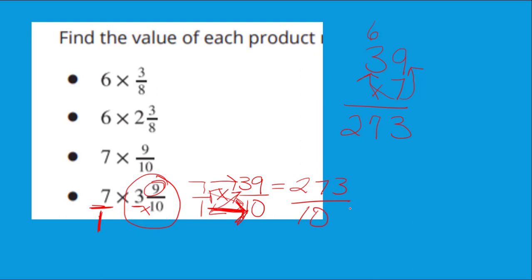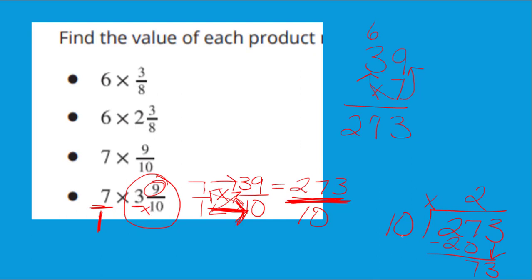Now I have an improper fraction that needs to be simplified. 273 divided by 10. Bottom dog outside the house, top dog inside the house. Can 10 go into 2? No. Can 10 go into 27? Yes. How many times? 2 times. Multiply. 2 times 10 is 20. Subtract. 7 minus 0 is 7. 2 minus 2 is 0, so I don't have to put it. Bring down.